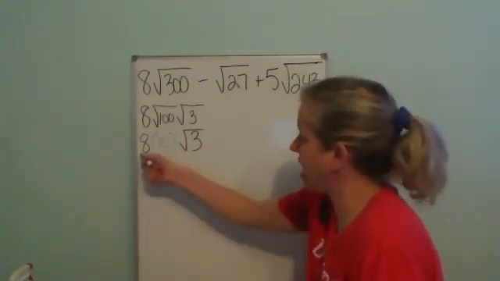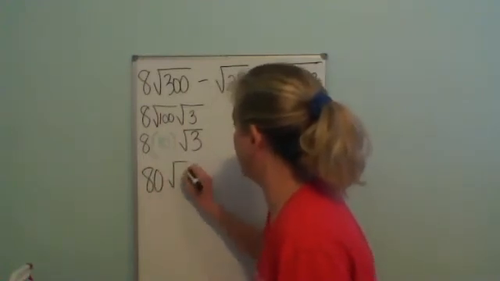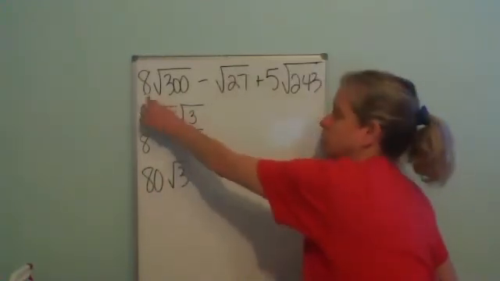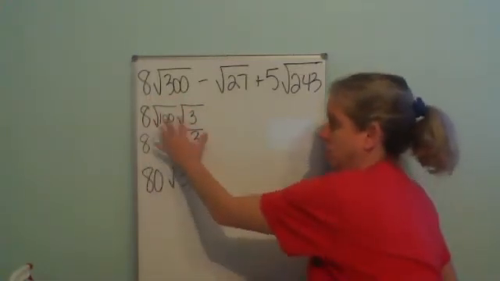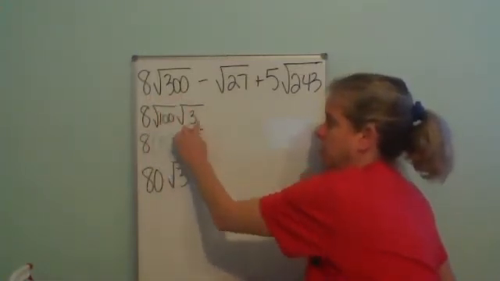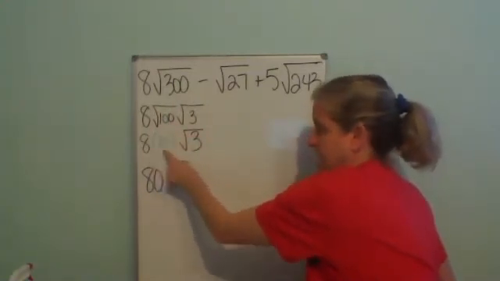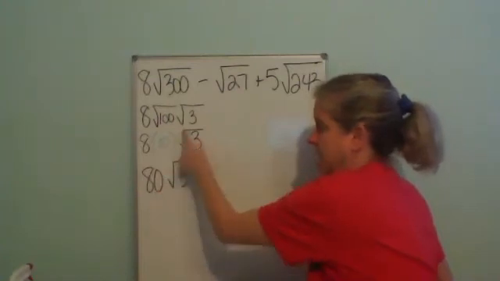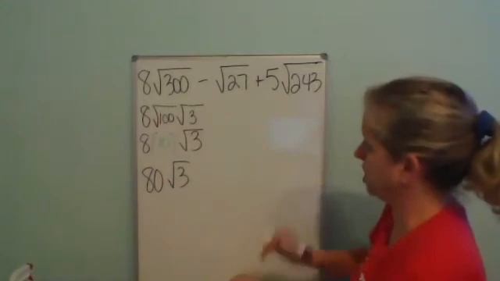So now here you've got 8 times 10, which gives you 80. Bring down your square root of 3. So this right here, 8 square root of 300, when I worked it out, I broke this up to 100 times 3. Then the square root of 100 turned to 10. Then I had 8 times 10, which was 80. Again, once I made this square root of 3, it just dropped down the whole time.